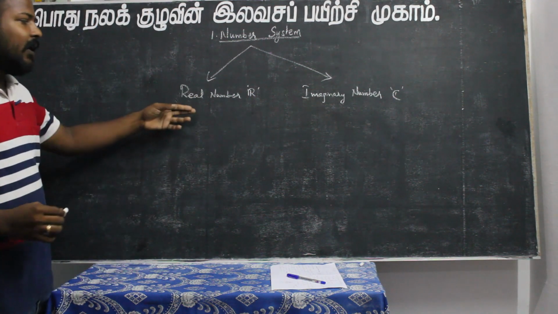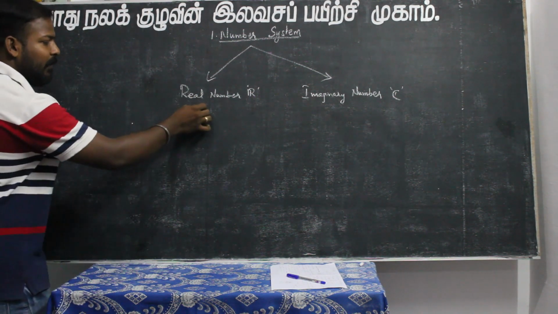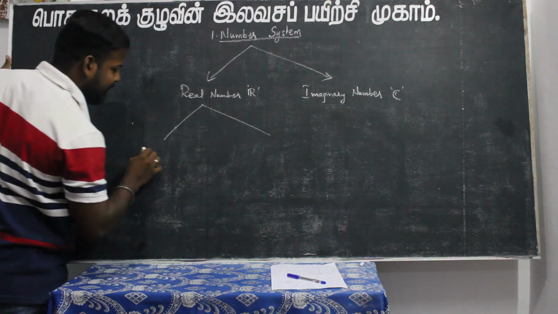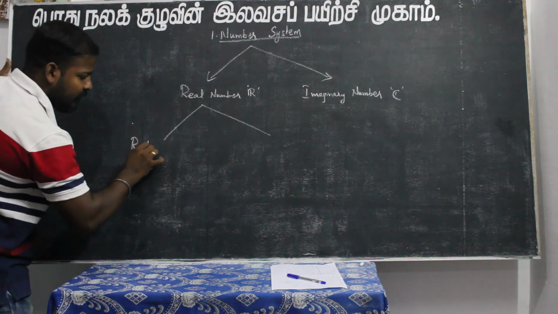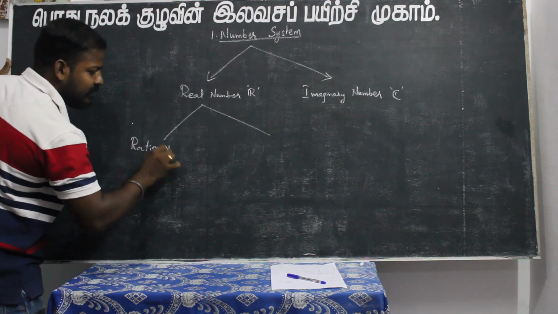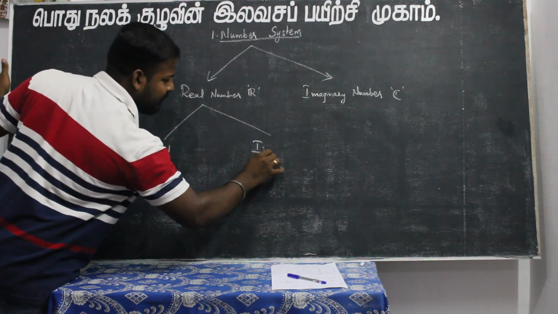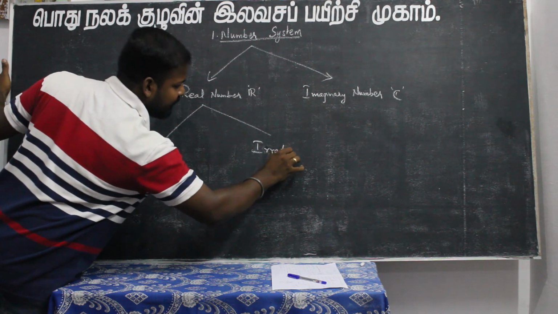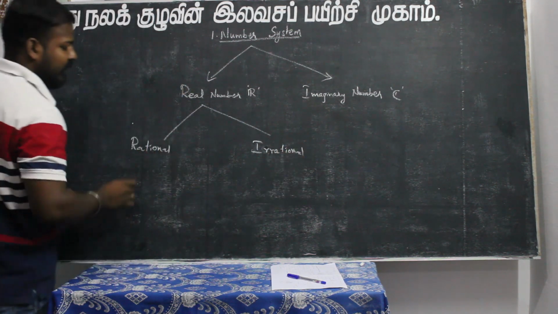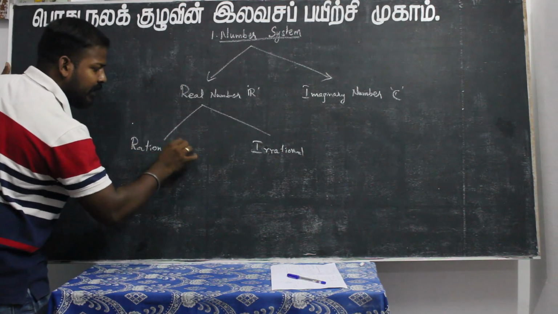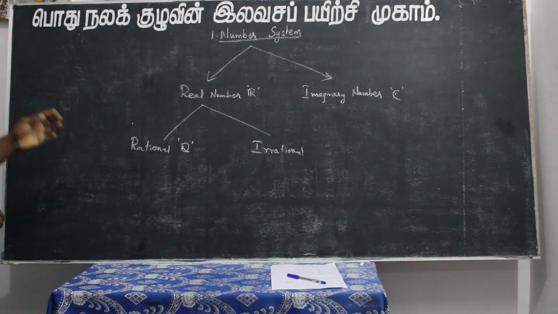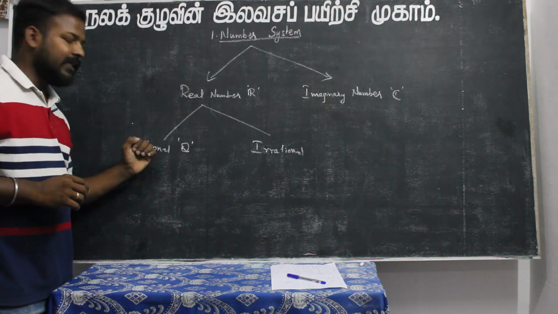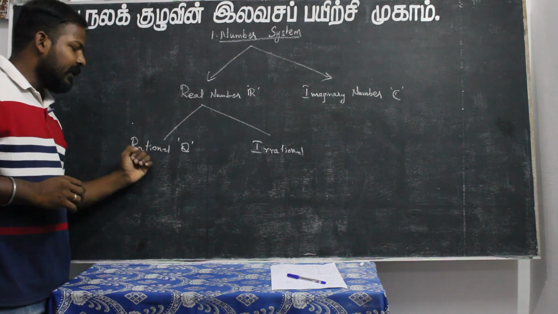Then the real numbers we can split into two forms. The first one is the rational number. The second one is the irrational number. Rational numbers are denoted by capital Q. We already learned about rational numbers in 7th and 8th standard.